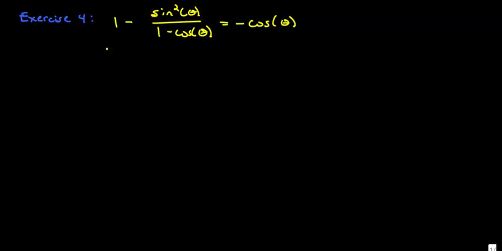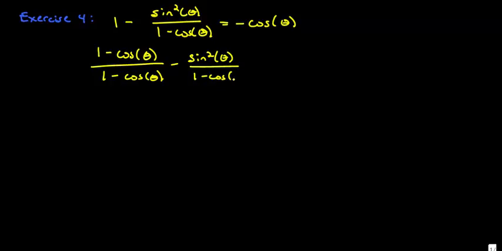Okay, so 1 is really 1 minus cosine over 1 minus cosine. So that's minus sine squared theta over 1 minus cosine.